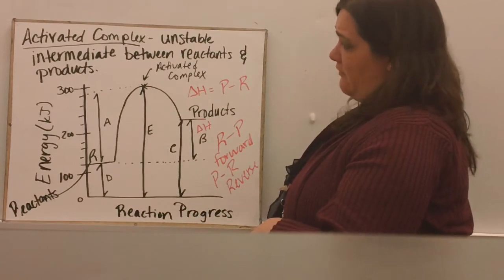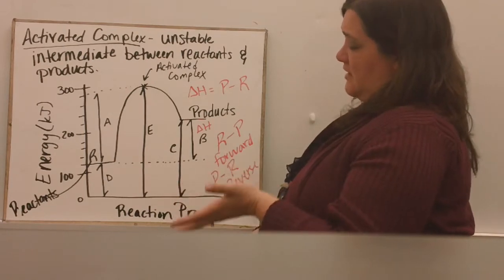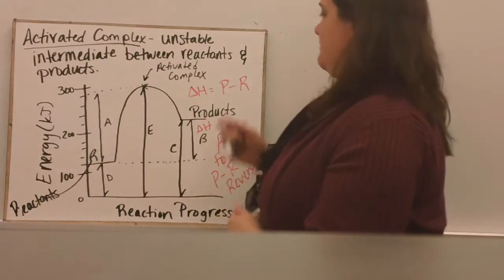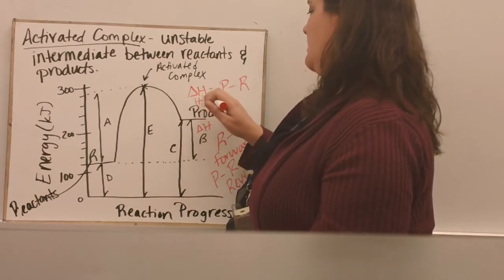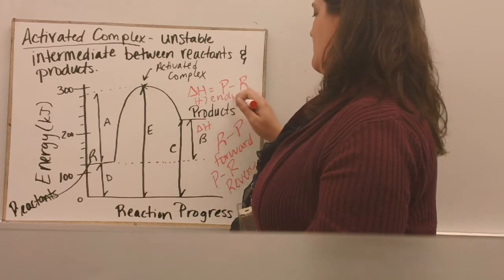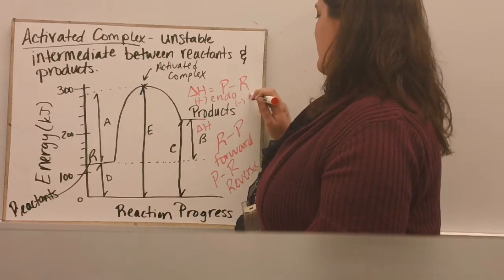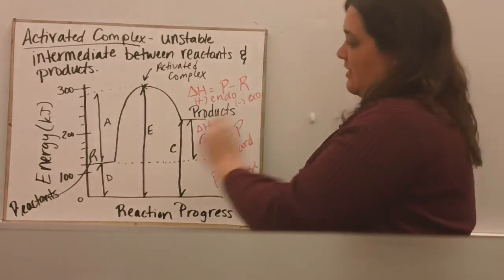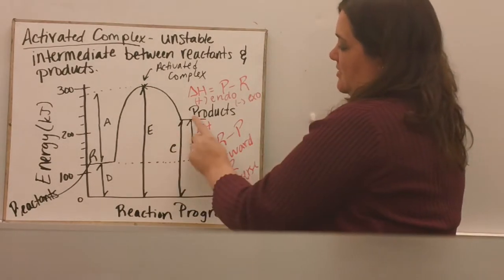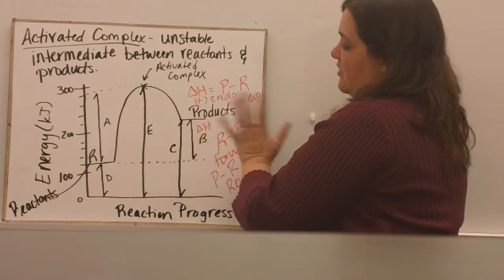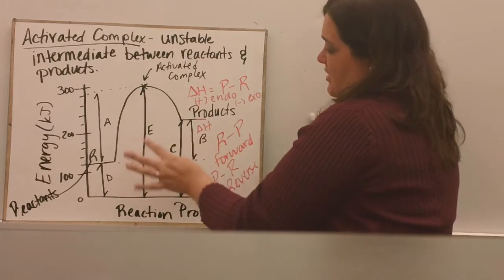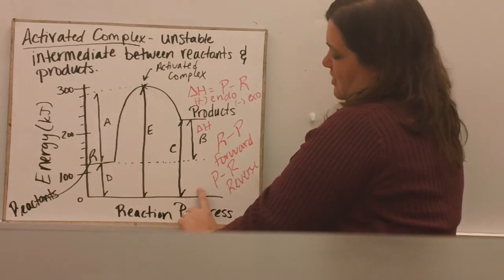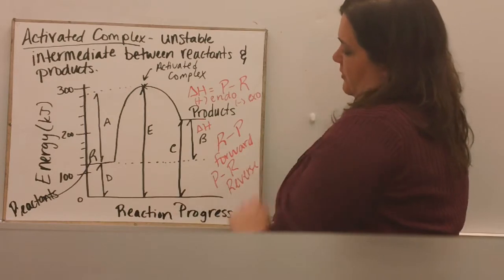The other thing we can tell from this diagram is whether it's endothermic or exothermic. If your delta H comes out to be positive, just like in our thermo unit, that means it is endothermic. If it is negative, then it is exothermic. So as long as energy increases from reactants to products, that's endothermic. If the energy decreases from reactants to products, meaning your reactants have higher energy than your products, which would be way down here, then that would be exothermic. Energy will be released.